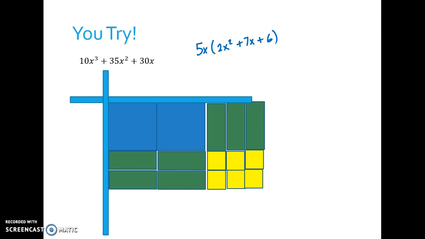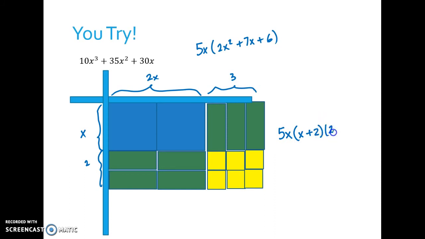Okay, from there, you want to write down your dimensions. So the dimensions here would be x by x and 2, so x plus 2. The dimensions here would be 2x and 3. So my final factored version would be 5x times x plus 2 times 2x plus 3. So that's the process for factoring using algebra tiles.